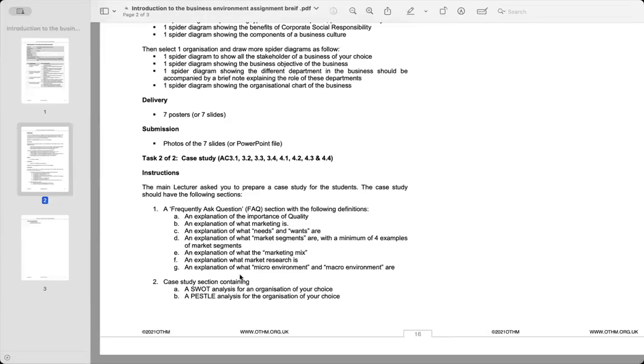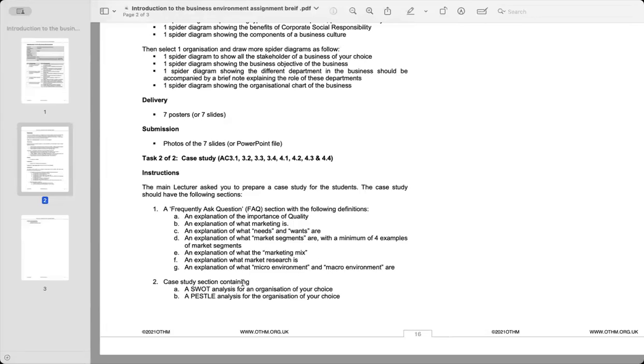Next one is to explain what micro environment and macro environment are. We discussed yesterday: the micro environment covers internal factors like suppliers and competitors, and the macro environment covers external factors like economic, political, and social conditions.